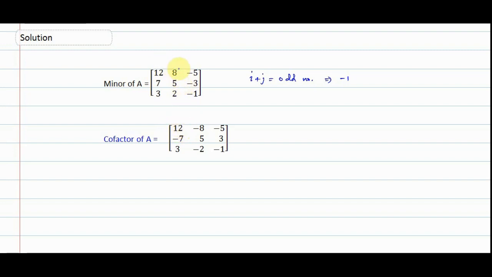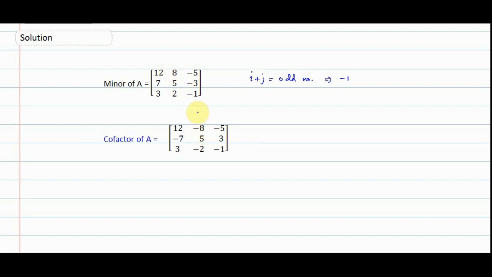Now this second element is 8. i plus j value is 1 plus 2, that is 3, which is an odd number. Therefore we have to assign a minus sign to 8. So the cofactor value corresponding to this 8 will be minus 8.